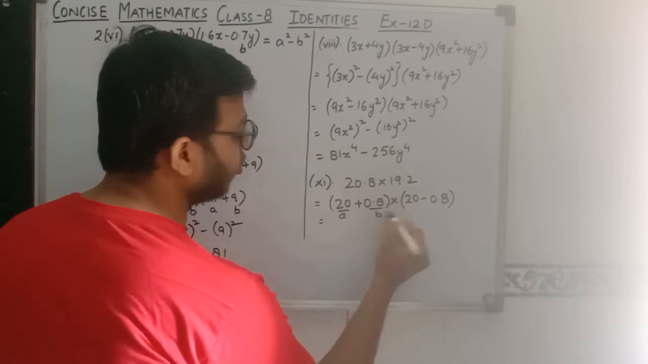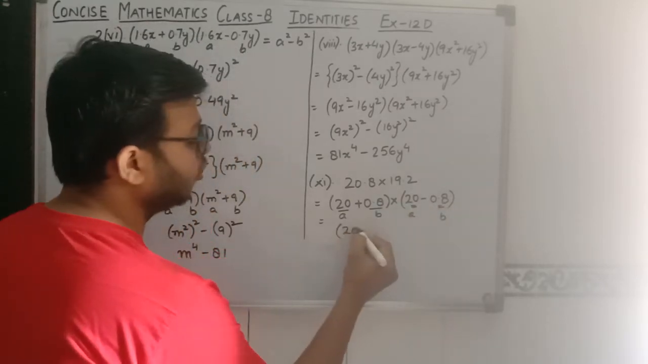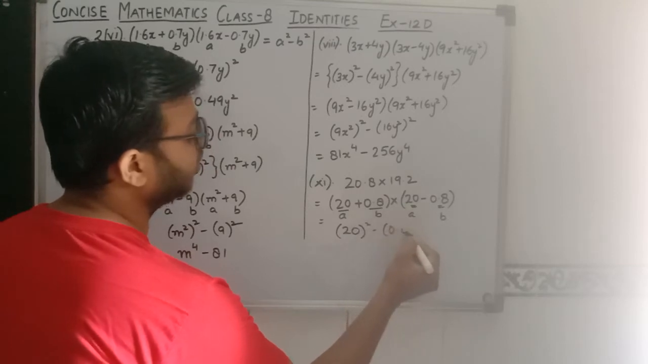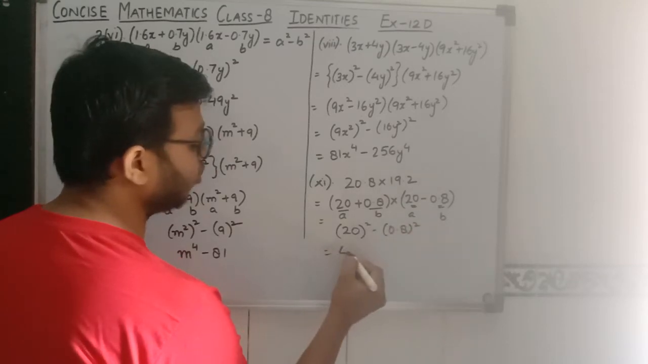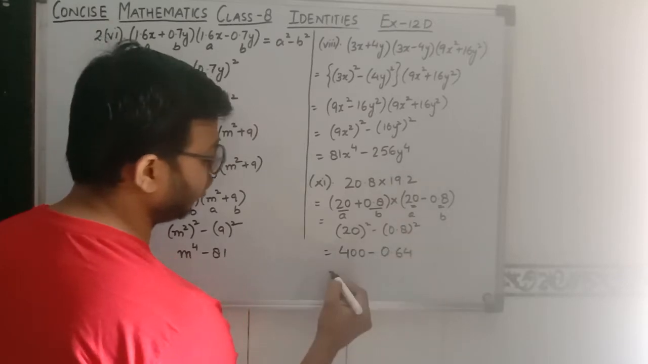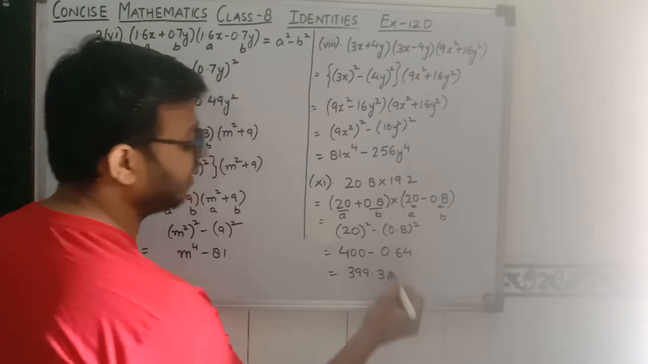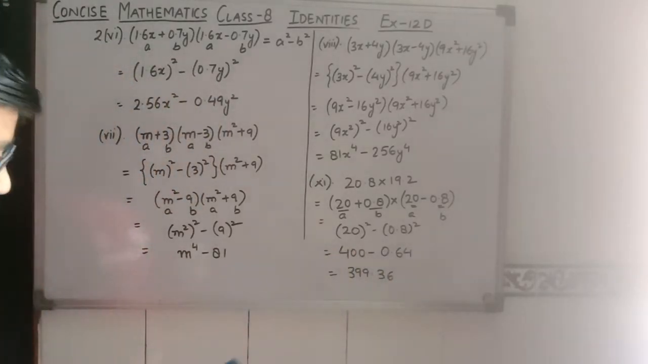Now a, this is b. This is again a, this is b. So a plus b, a minus b. So a square minus b square. So the 20 square will be 400. 0.8 square will be 0.64. So this will become 399.36. So that is the final answer of last part of the question number 2.